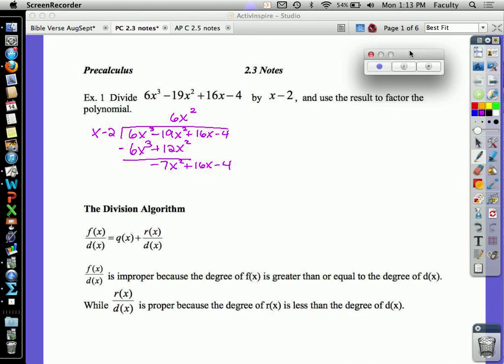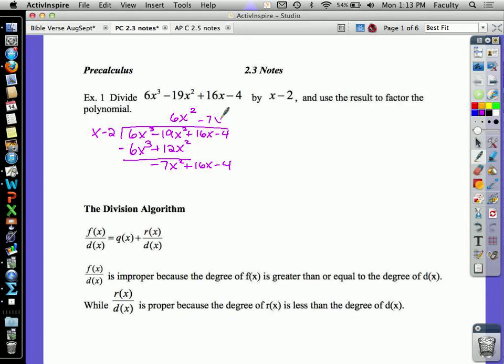Okay, so in example 1, we are doing long division. So we're going to repeat: x times what is 6x squared? So it's a 6x. So that's 6x squared. Notice when you use the distributive property, that's a plus 14x because it's minus 2 times minus 7x. Take the opposite and add. You get 2x minus 4.